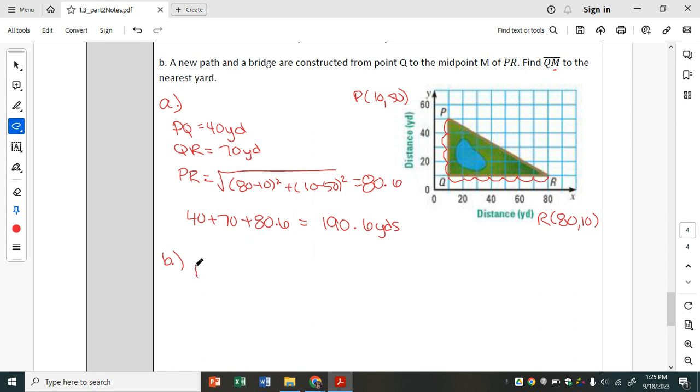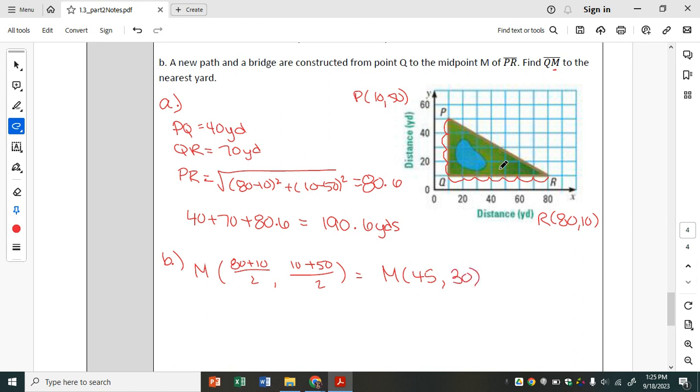We need to go back to our midpoint formula, which said we're going to take the midpoint as the average of the x's, so 80 plus 10 over 2, and the average of our y's. This is going to give us the midpoint so that we can use that distance formula to find the length of that bridge. So 80 plus 10 is 90. 90 divided by 2 is 45. And 10 plus 50 is 60. 60 divided by 2 is 30.